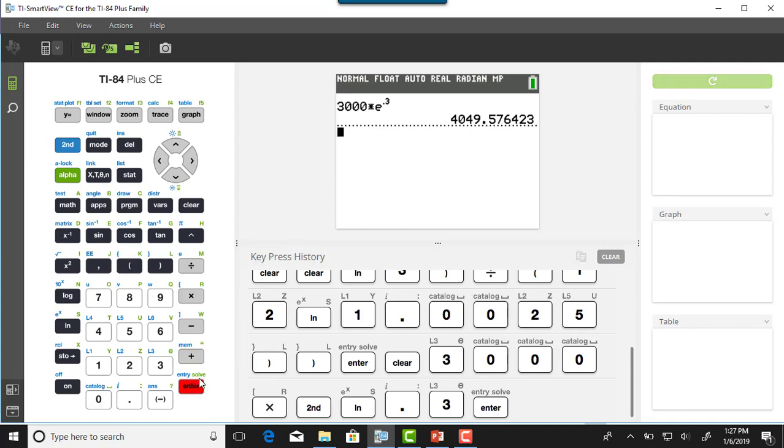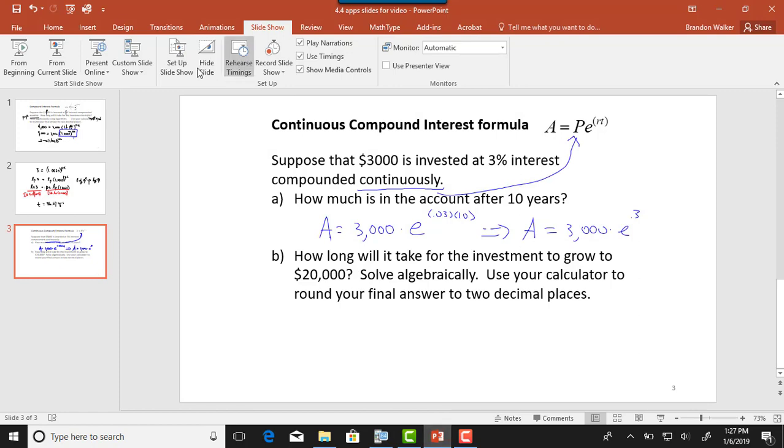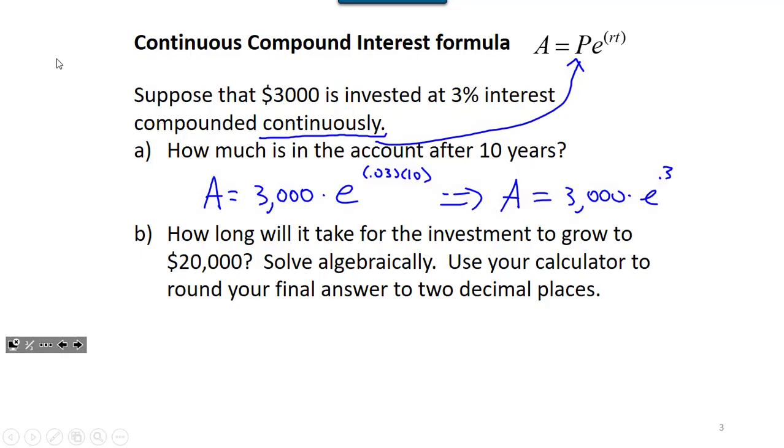And that would give us $4,049.58 if I rounded that to 2 decimal places. So this would be $4,049.58. Since we're talking about money, we'll round it to the nearest cent. So $4,049.58. All right, so that's just plugging into your formula, figuring out your value there.